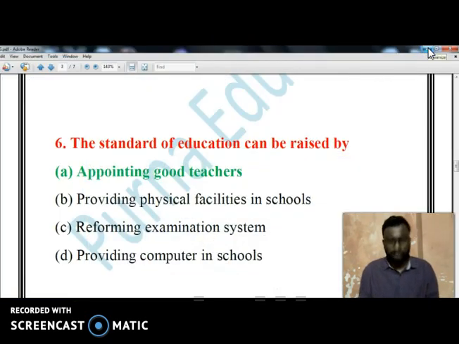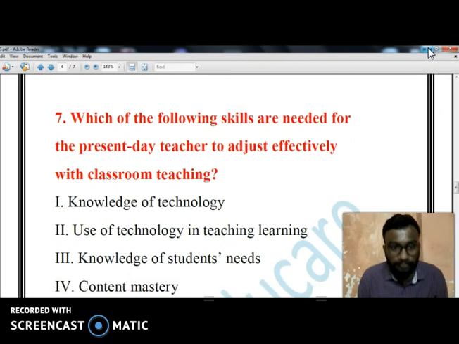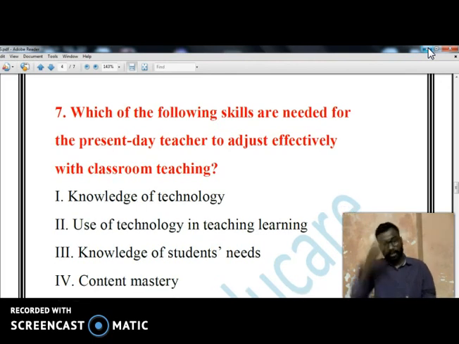Yes. The next question we are going forward with. Seventh question. Which of the following skills are needed for present teachers to adjust effectively with classroom teaching? Option A is knowledge of technology. Option B is the use of technology in teaching-learning. Option C, knowledge of students' needs. Option D, content mastery. Yes, the use of technology in teaching-learning is really required for modern-day teachers, since technology is developing even in the education sector.